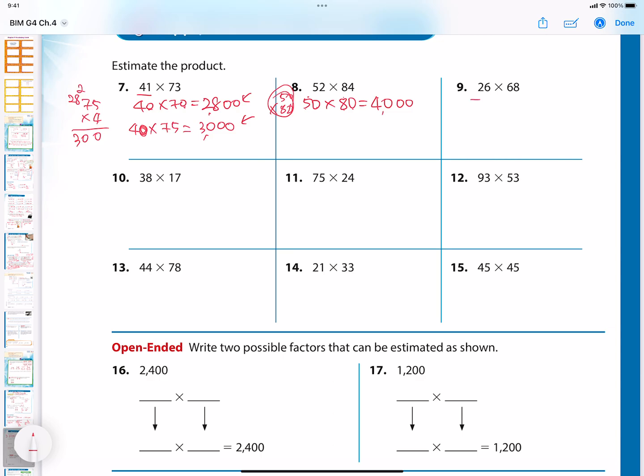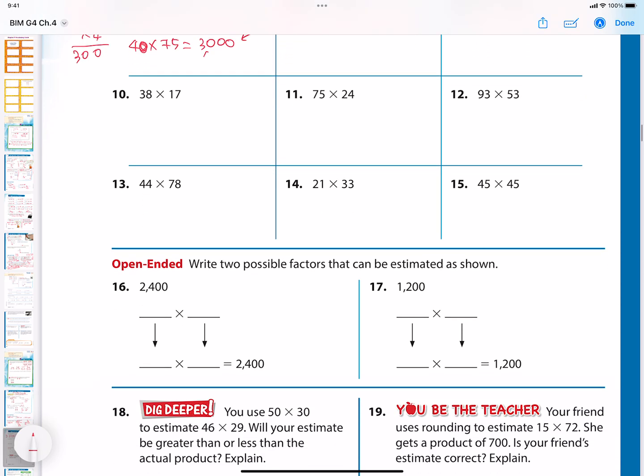And this one, I'm going to use rounding numbers. So I'm going to round this up to 30 times 70, right? 3 times 7 is 21, and 2 more zeros. Isn't it easy, simple? Yes.